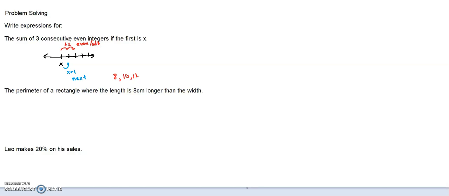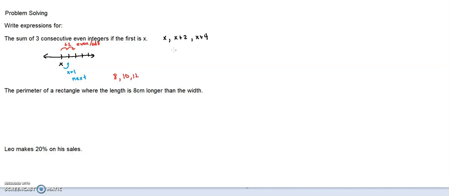Okay, so coming back to the problem, we need 3 consecutive even integers. So if the first is x, the next one's going to be x plus 2, then we're going to have to go up 2 again, or in other words, 4 from the beginning. So you can either think of it as x plus 2, or 4 from the beginning, and that's going to be x plus 4. Okay, check our little example down here, 8, 8 plus 2, 8 plus 4. That does seem to work.